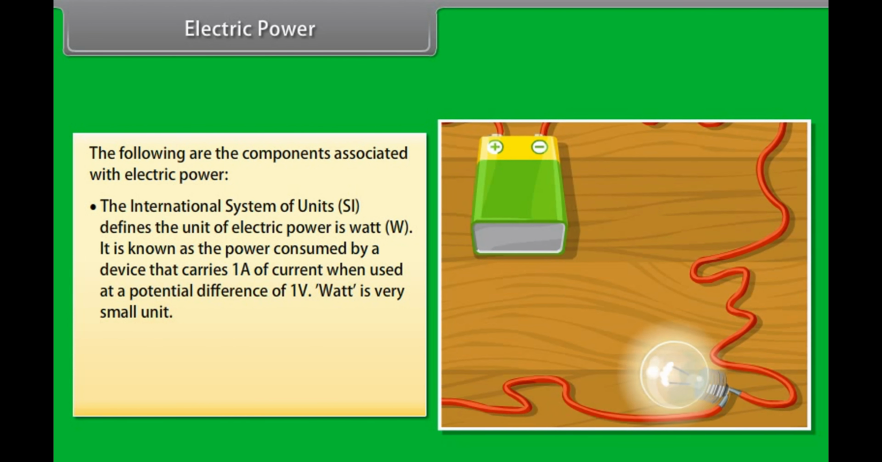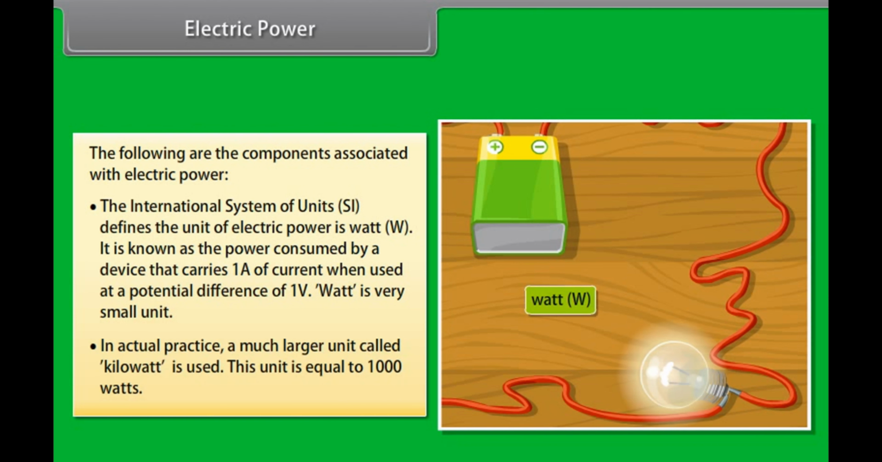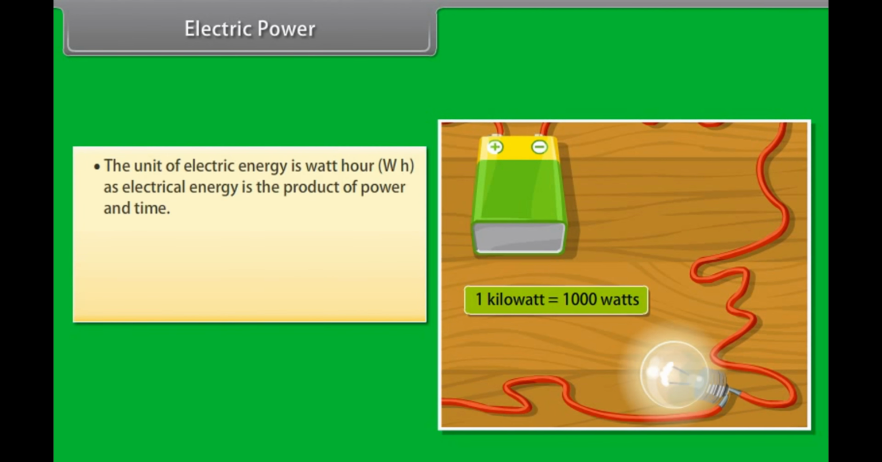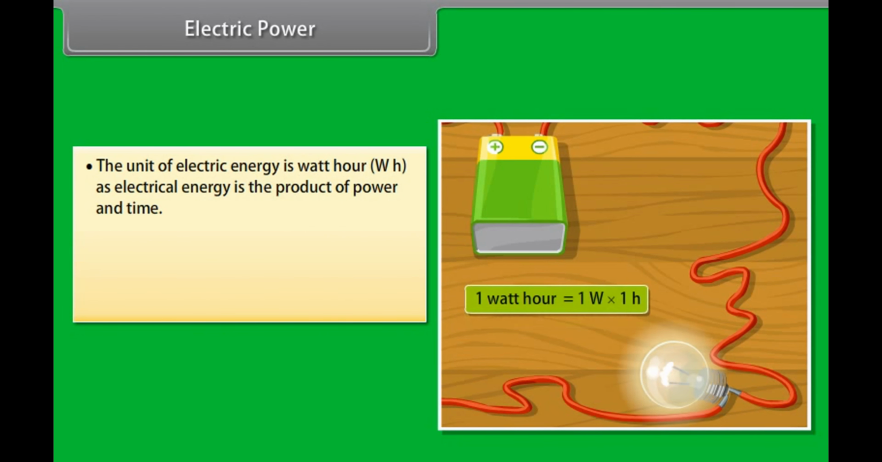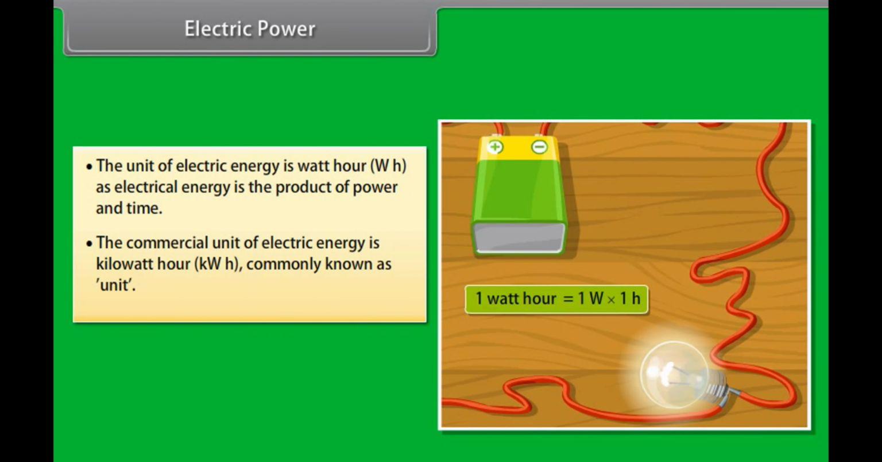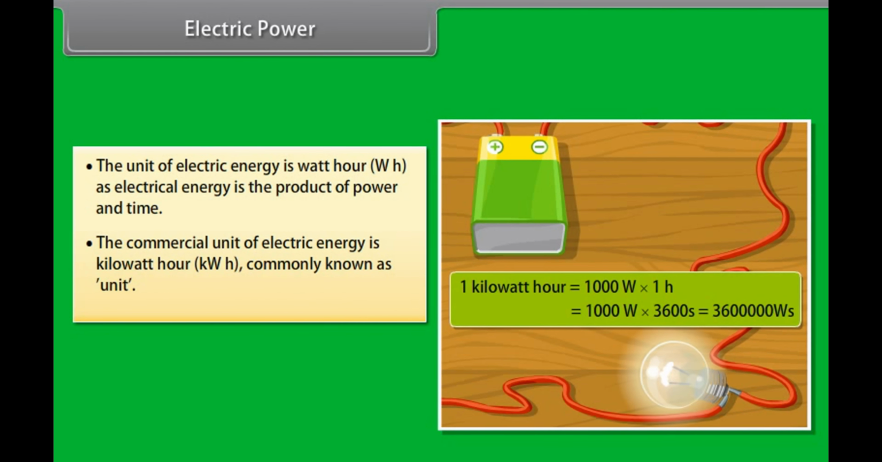Watt is a very small unit. In actual practice, a much larger unit called the kilowatt is used. This unit is equal to 1000 watts. The unit of electric energy is the watt hour, Wh, as electrical energy is the product of power and time. The commercial unit of electric energy is the kilowatt hour, kWh, commonly known as a unit.